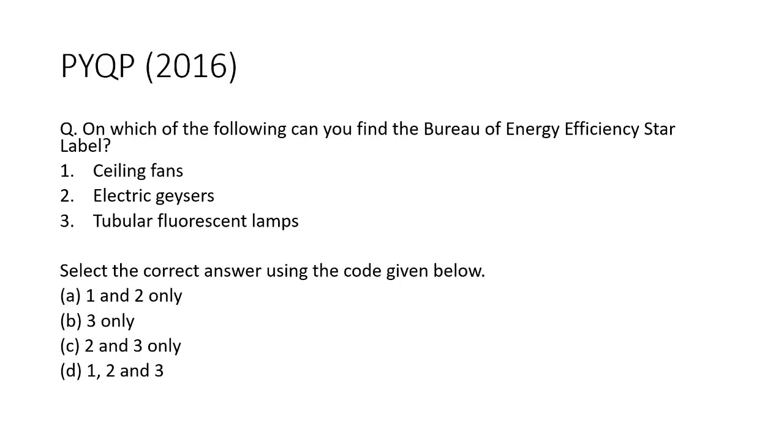Now let's take up a practice question from the 2016 prelims paper. On which of the following can you find the Bureau of Energy Efficiency star label? Ceiling fans, electric geysers, tubular fluorescent lamps. All the three are correct. Option D is the right answer.